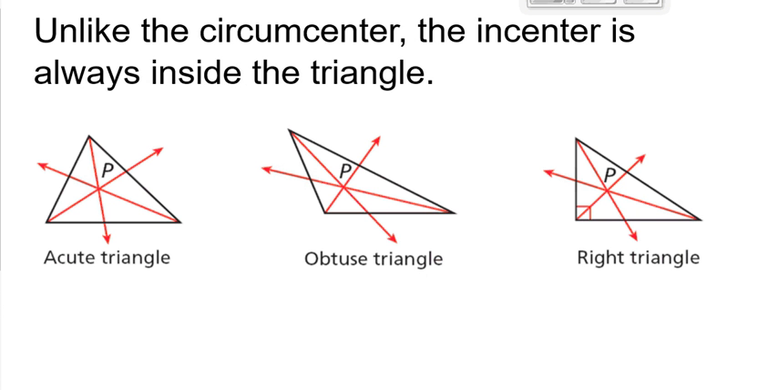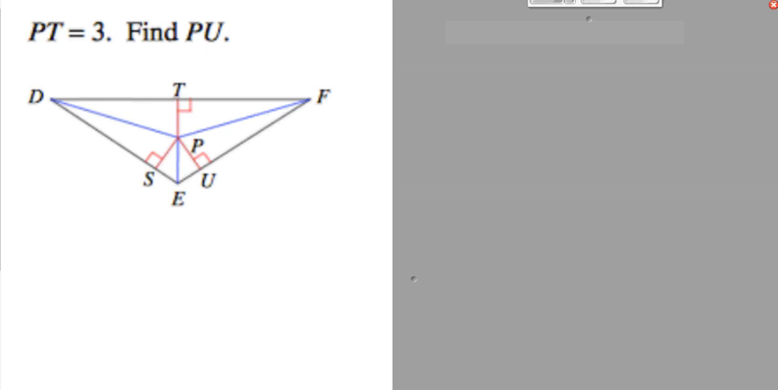Unlike the circumcenter, the incenter is always inside the triangle. So it's not going to go outside or on the triangle at all. It's always going to be completely enclosed by the triangle. It doesn't matter if it's acute, obtuse, or right triangle. All right, so I've got three perpendicular drops, it looks like there. It should say these angles are congruent. That should have been given in the problem, that these are angle bisectors, which makes this the incenter. So the perpendicular drops are all going to be congruent. So this has to be congruent to that and that and that.